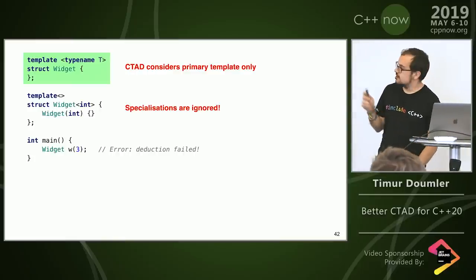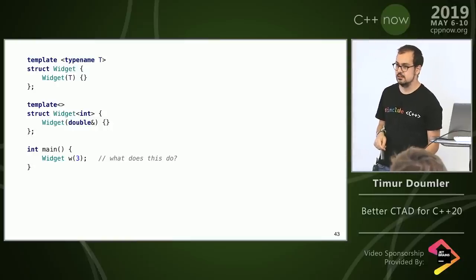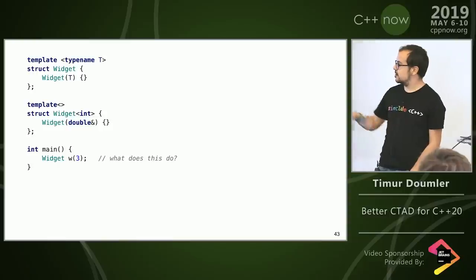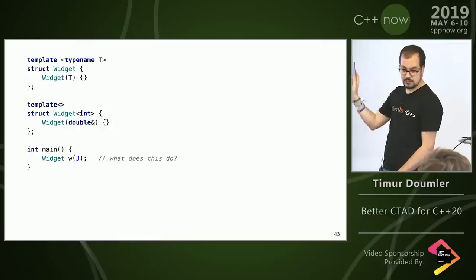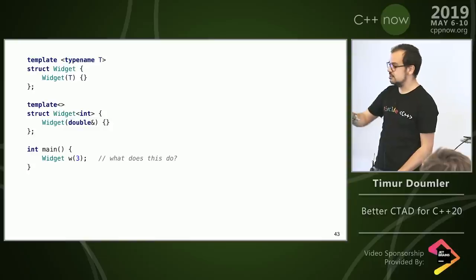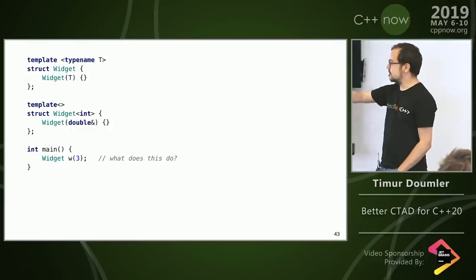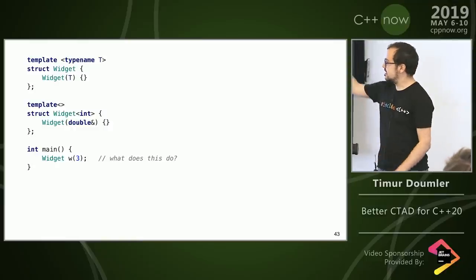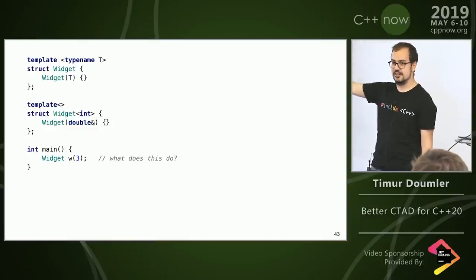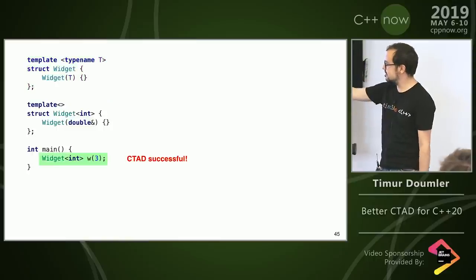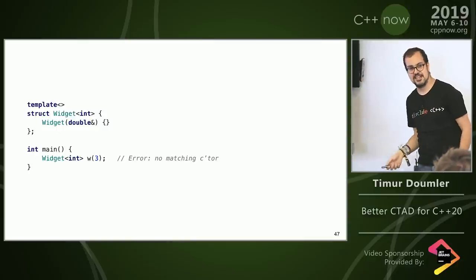And there's another interesting case, which is this. What does this do? So now we have a constructor in the primary template. And then in the specialization, we have a different one. So CTAD will go for the first one. That's correct. So CTAD will deduce Widget<int>. What's going to happen then? It's going to try to call. So now CTAD is done, right? We have Widget<int>. CTAD goes away. And now it sees the specialization. And now it says, well, it's a double conversion, but also it's an rvalue and an lvalue reference, so that's actually going to fail. So CTAD successful, but then it goes into the specialization and then fails. That's what's going to happen here.